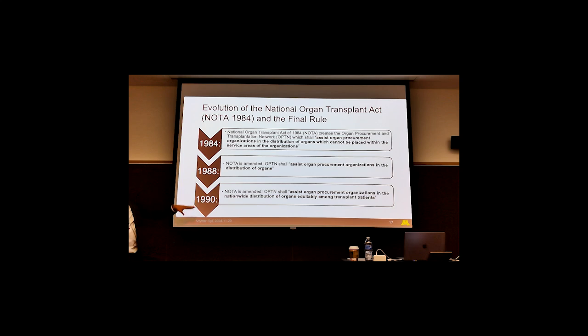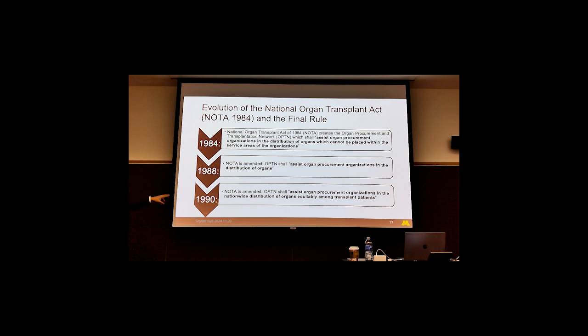Now, the evolution of this is really important from a systems engineering perspective when it comes to geography, okay? So look at the bolded line up in that top one. In 1984, they said that they set up this organ procurement and transplant network, okay? That's what they called the network. It's still called that today. And it will assist the organ procurement organizations in the distribution of organs which cannot be placed within their service area. So originally when the law was first conceived, they said if they can't place it in that blue zone, then the OPTN will get involved and help them place it outside the blue zone. So it was still blue zone first, and then everywhere else in some order, okay?